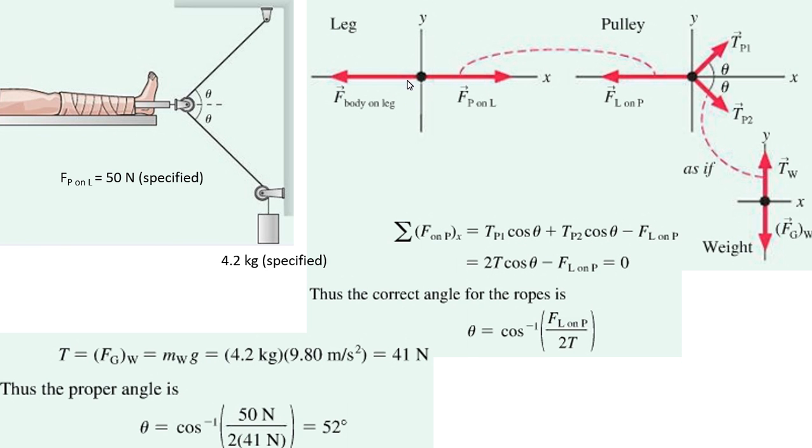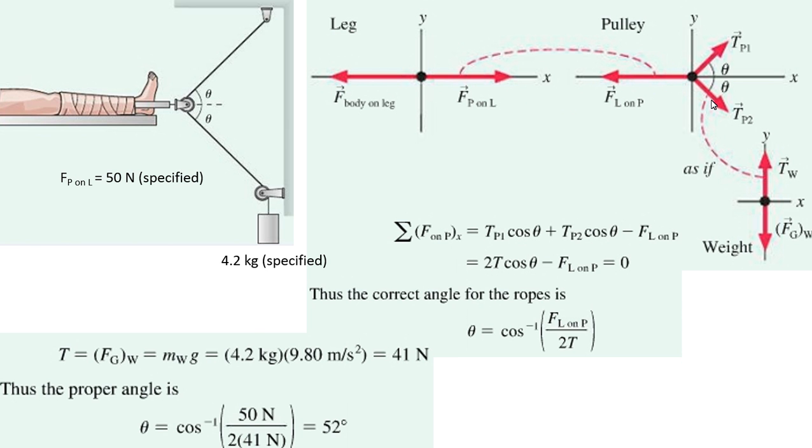So there's a leftward force on the leg of the body pulling the leg to the left, and then there is a rightward force of the pulley on the leg. This is the one that's been specified to be 50 newtons. Moving over to the pulley, there's a reaction force to F of P on L, F of L on P, which acts to the left.